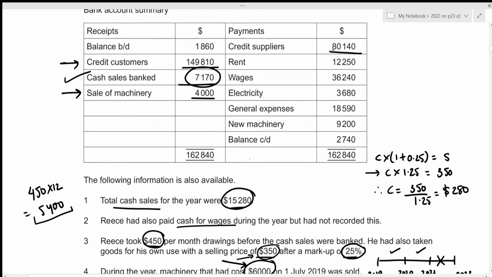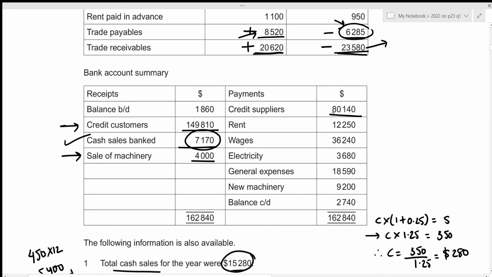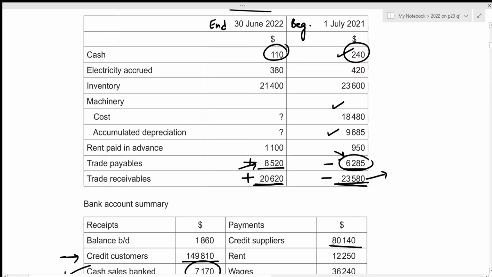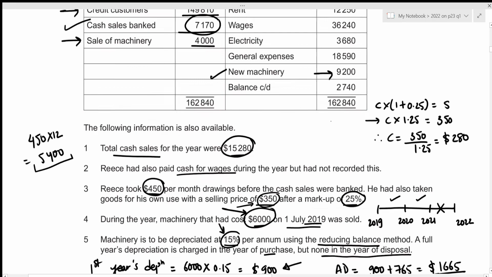And if we take a look at our bank account summary, we need to check if there was any new machinery purchased, right? And we can see right here that the new machinery was purchased, which had the cost of 9,200. So in order to figure out the cost at our ending date of 30 June 2022, we need to adjust the disposals as well as the new additions, right? So to the previous existing cost of 18,480, we need to subtract the disposed cost, which is minus 6,000, and we need to add the new machinery that we added and its cost. So that's plus 9,200.